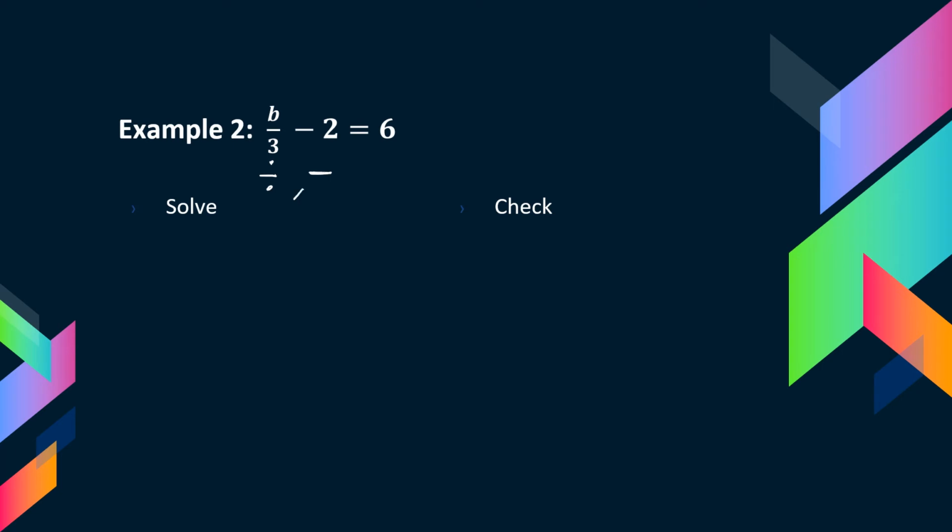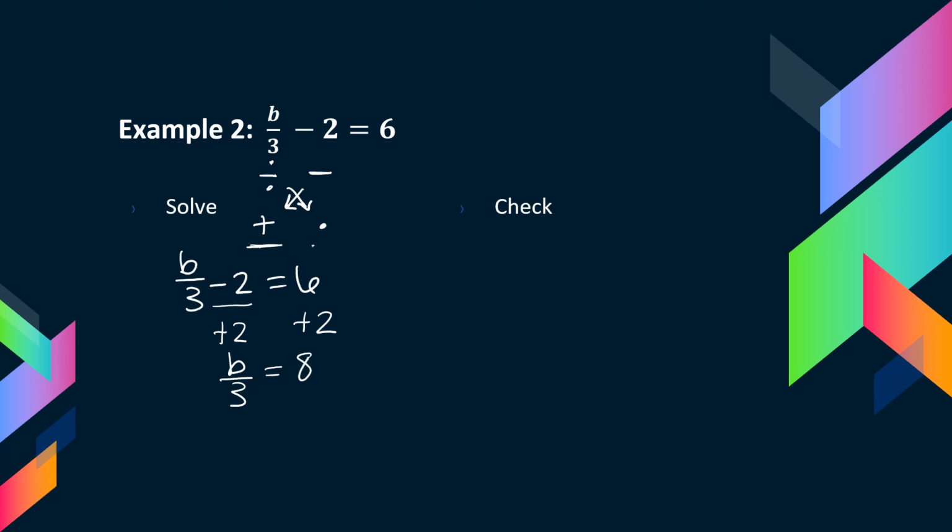To undo subtraction, we would add. And to undo division, we would multiply, because these are inverse operations. Now we can start solving the problem. So again, we want to do that addition first, because we want to undo this minus 2. So we're going to add 2 to both sides. Then we can simplify. b over 3 minus 2 plus 2. The minus 2 and plus 2 are going to cancel, leaving b over 3. And then 6 plus 2, that'll get us 8.